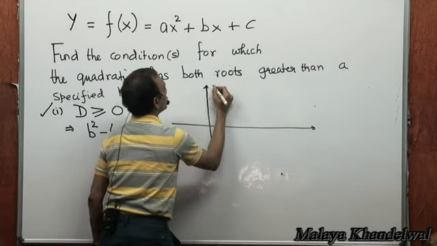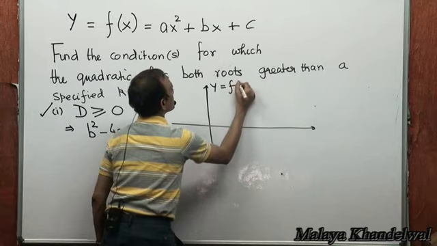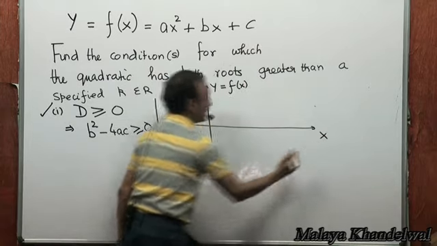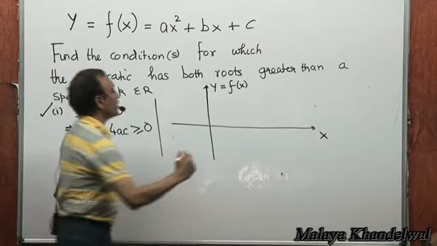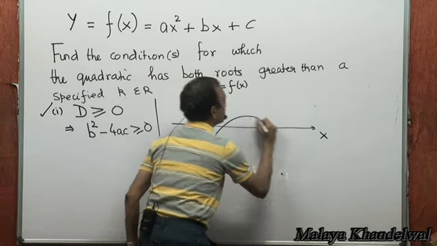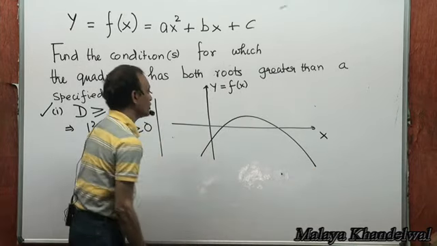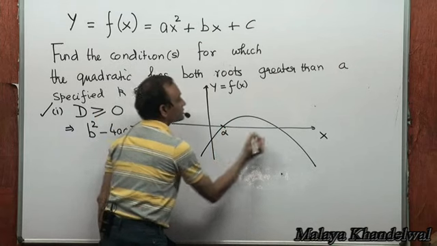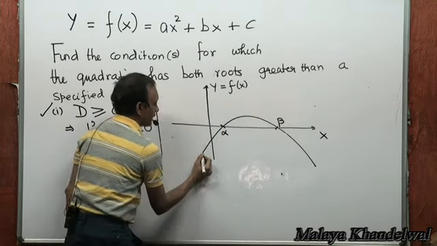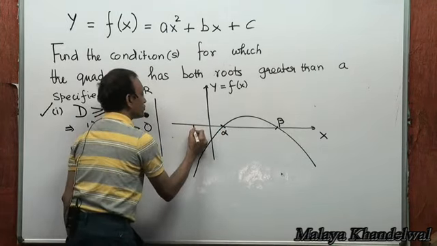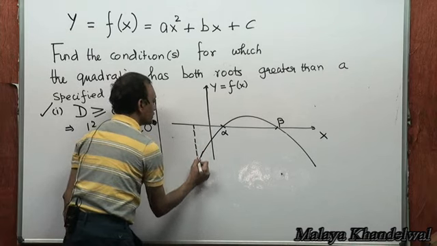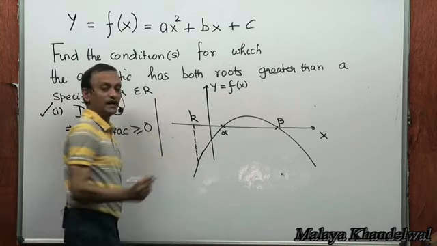A less than 0, y equal to f(x) versus x. A less than 0, it's going to be a downward opening parabola. Yes or no? This is alpha, this is beta, right? And k can be anywhere to the left of alpha. Say this is a real number, k, to the left of alpha, anywhere to the left of alpha.